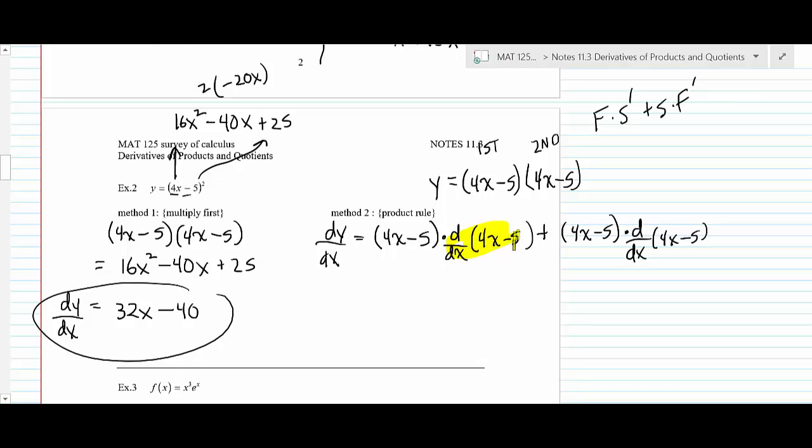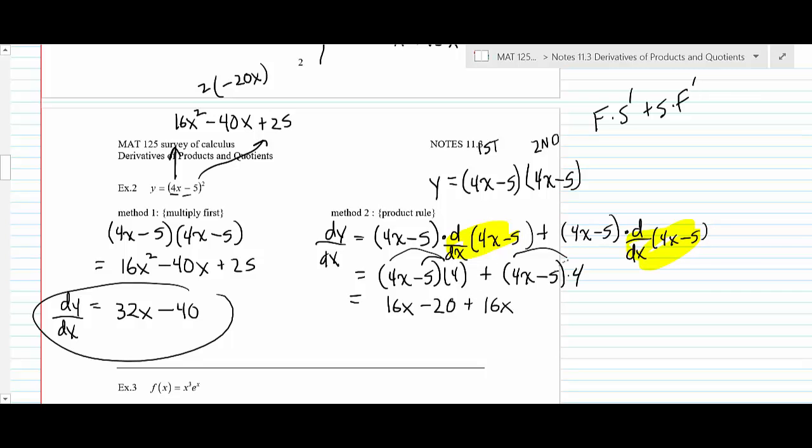What's the derivative of 4x minus 5? 4. Just 4. Okay, right. Okay. So that means you're going to have 4x minus 5 times 4. Same thing over here. 4x minus 5 times 4. Okay? All right. Now you could do a distributive property and put this together. I'm just trying to show you get the same answer. So you would have 16x minus 20 there. And then over here, same thing, 16x minus 20. Do you get the same answer?